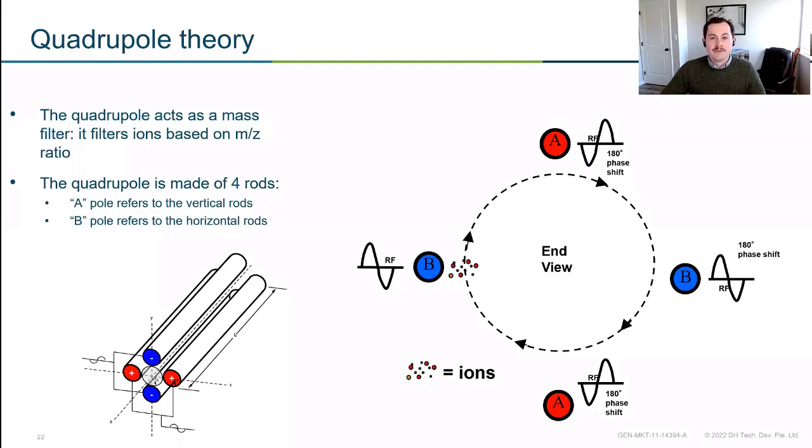These poles have different voltages, so they have different RF and DC voltages. We're constantly changing those voltages and alternating them, so we have two A poles and two B poles. But our whole purpose in doing so is to keep the ion that you're interested in. Let's hypothetically say you really care about a mass of 500. So you want any ion with an m/z of 500 to move through that quadrupole.